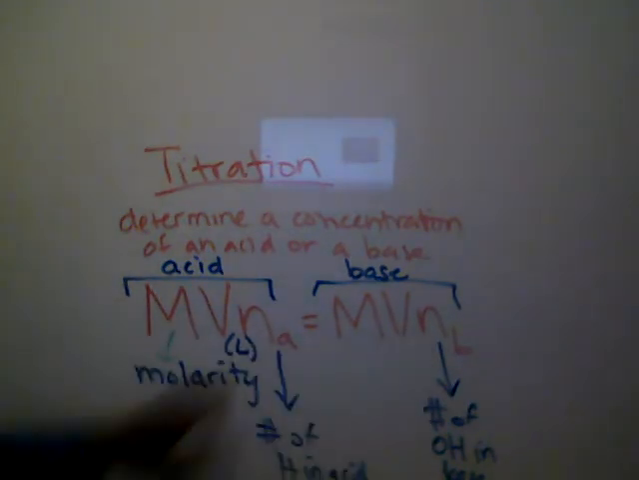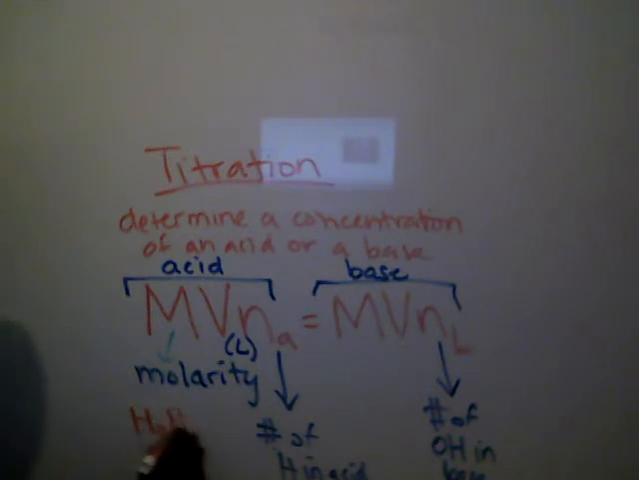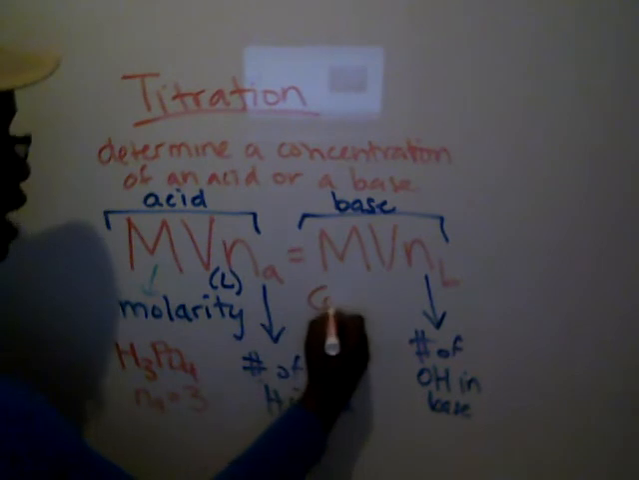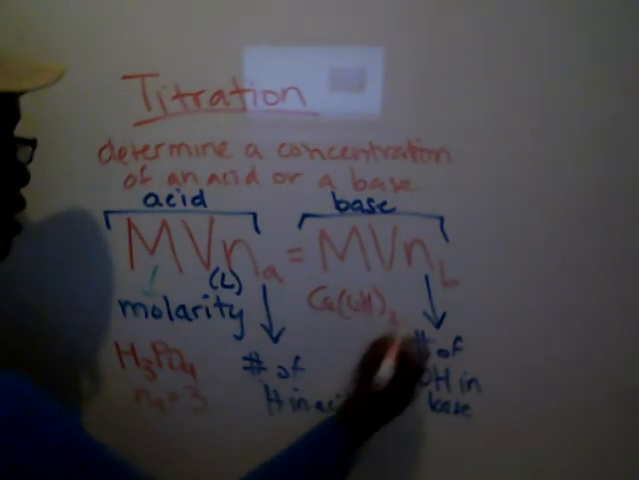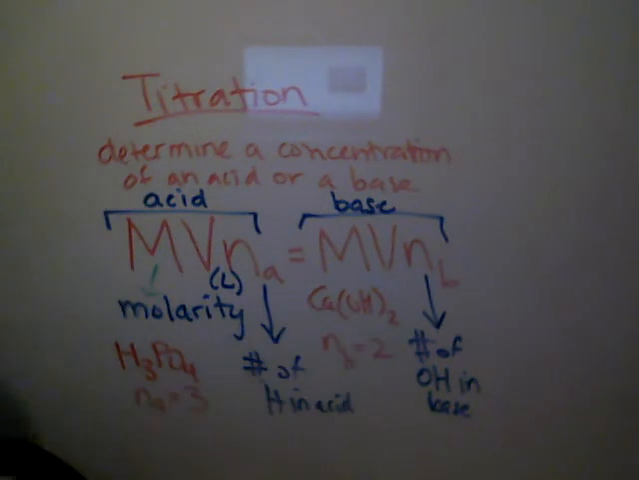So as an example, let's say you had H3PO4 for your acid. That means that you'd put a 3 in. So your Na would be equal to 3. Let's say you had calcium hydroxide for your base. Well, in that case, your Nb would be 2 because there's 2 hydroxides in this group.